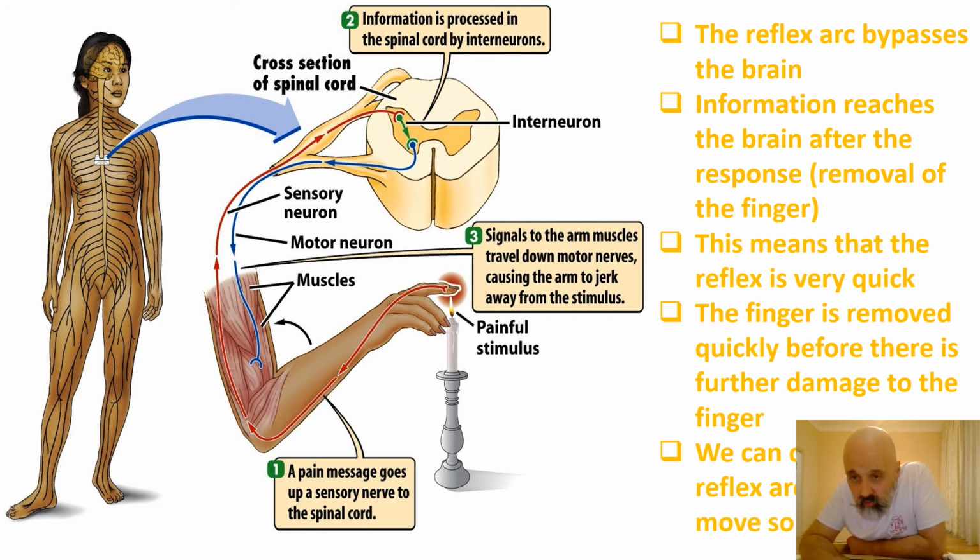But I can't remove. Can I remove? There we go. We can override the reflex arc if we need to move something hot. So obviously, sometimes you might just have to move something hot, and hopefully it's not too hot, but you can actually override that simple reflex arc, pick it up, and move it to another place.